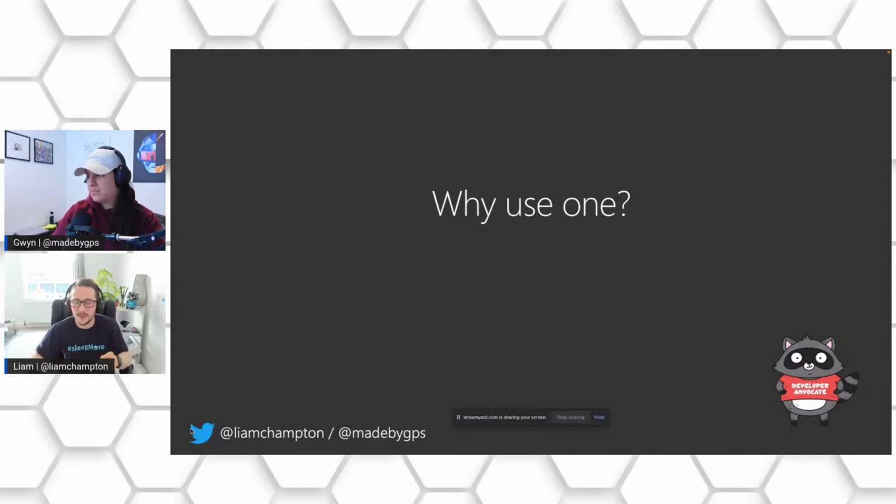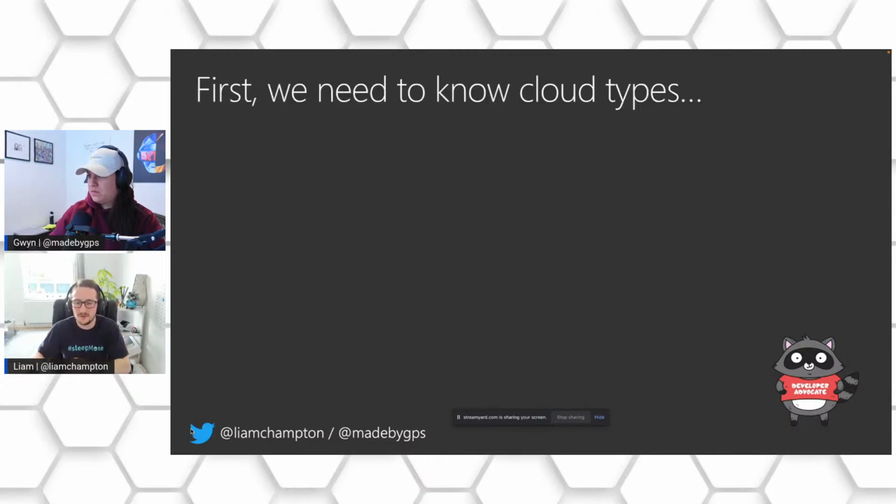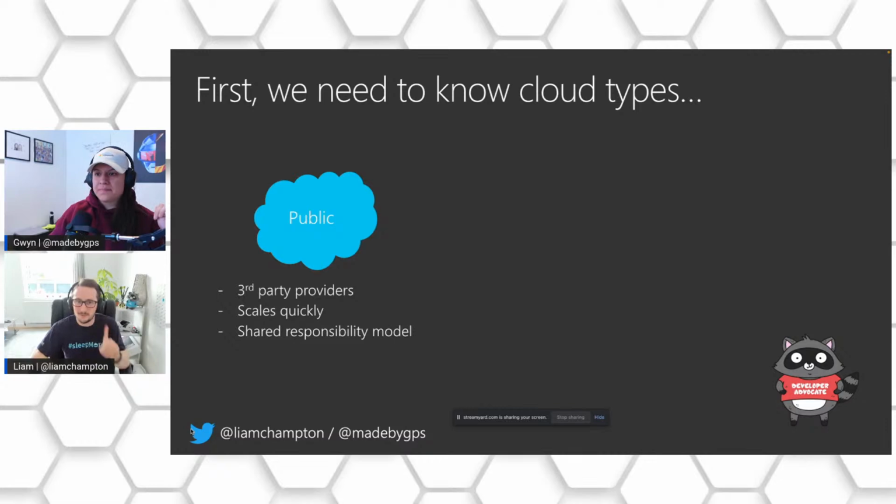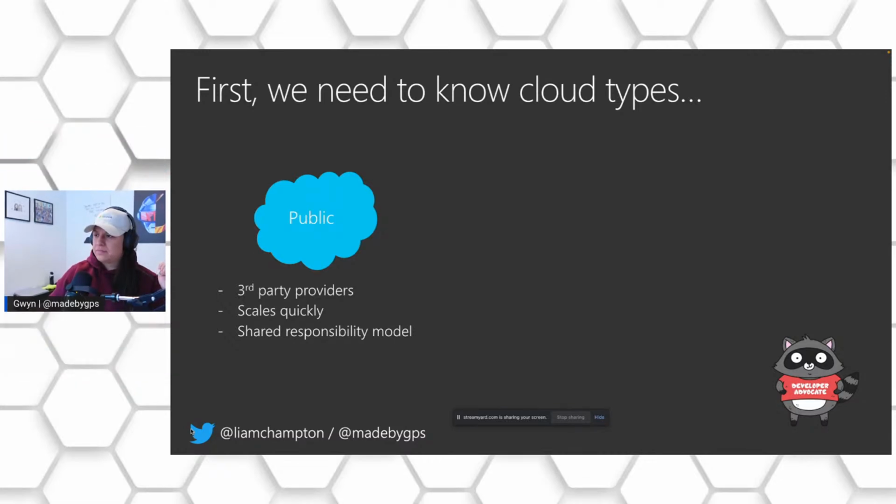Why would you use one? It's a really big question. Because if I say you can do it all in a data center, why use a virtual one? Well, first you need to understand cloud types, and there are 3. We're going to go through them quickly. The first one is a public cloud, and that's third-party providers like Azure, AWS, GCP.